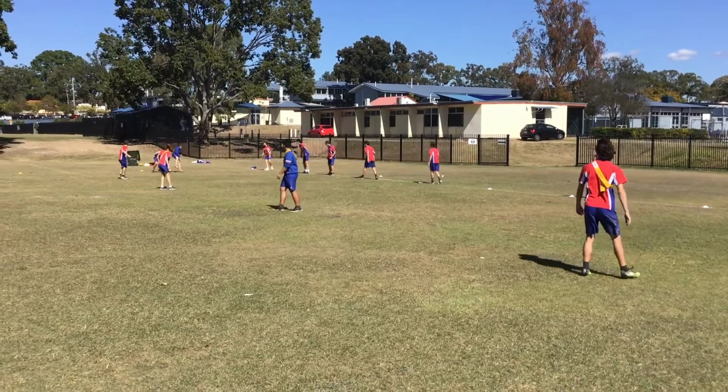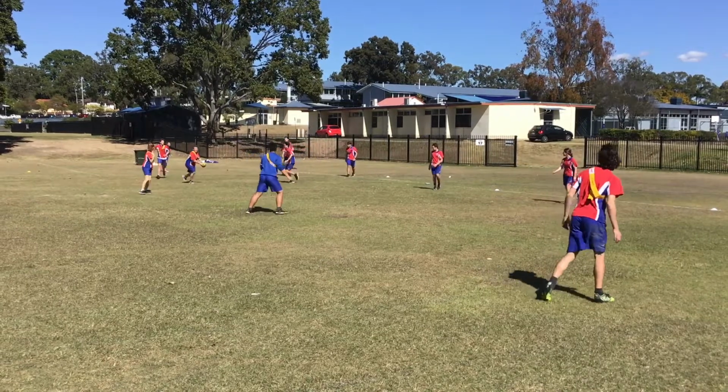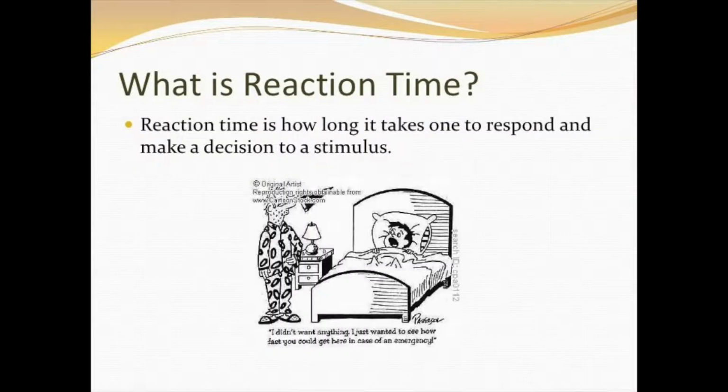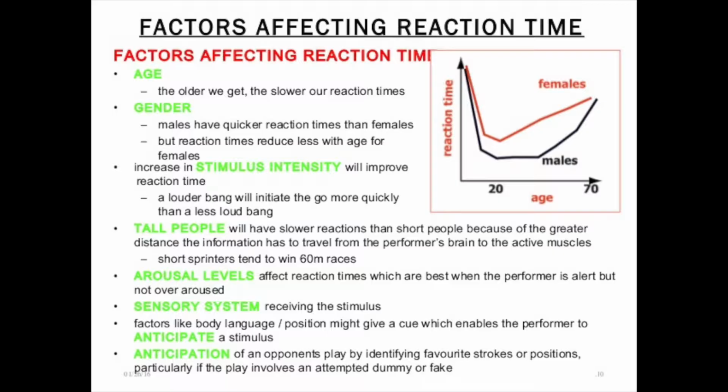Simple reaction in touch could be when a teammate throws an unexpected pass and your only possible reaction is to attempt to catch it. Reaction time is how long it takes a performer to perform an action in response to a stimulus. Factors that can affect information processing are things such as age, experience, and whether or not you are tired.